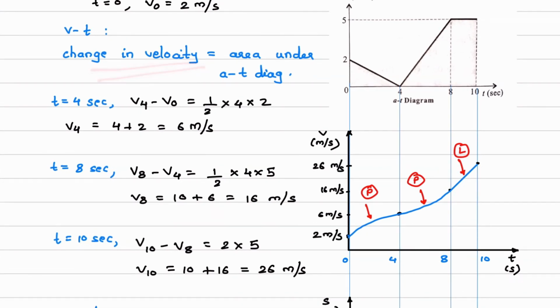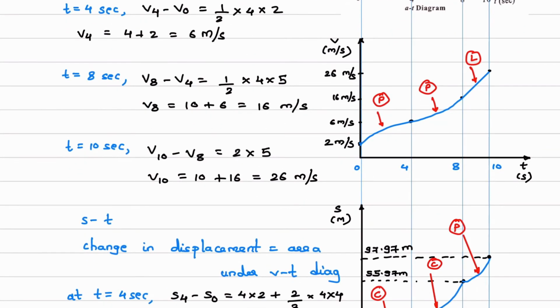Change in velocity is area under the AT diagram. So what will be the change in velocity? The first case will be V4 minus V0, this one. Then the second case is V8 minus V4. The third case is V10 minus V8. Okay, so these are the three cases.